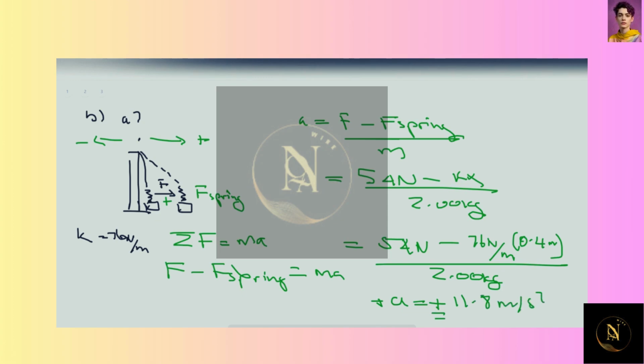So this is positive, which means that it's moving away from the post in this direction, so the right direction.